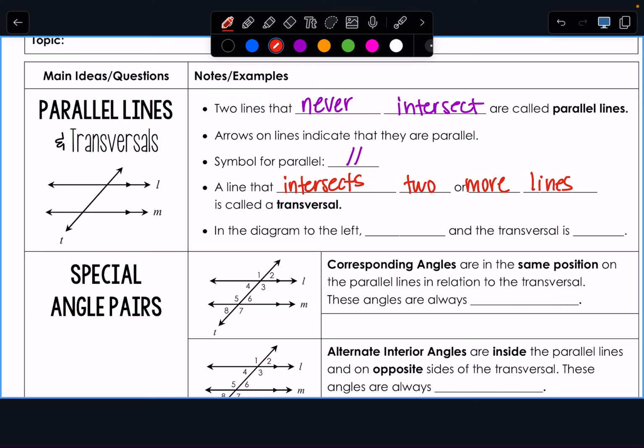So over here on the left, you see this picture. L and M are parallel. So we would write that lines L and M are parallel. That's how we would write that. Okay. Notice there's a little L and a little M. Those are naming our lines. And then this line right here that's going through them, its name is T. We call that our transversal. That's why we named it T.